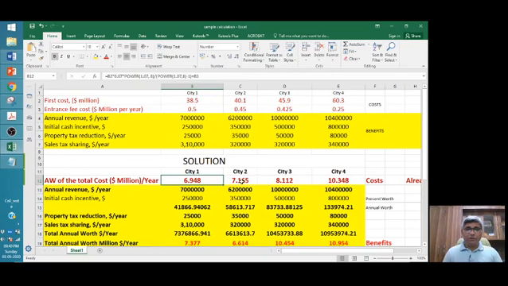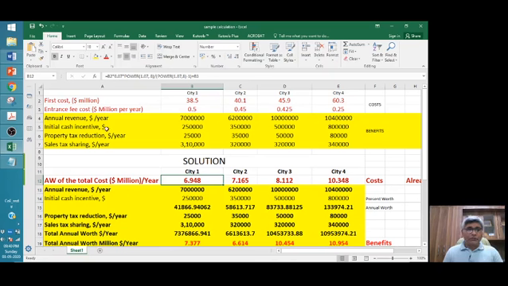Similarly, we can compute for city 2, city 3 and city 4. Now next come the revenues. The annual revenues are given per year, so there is no need to convert them; they are already given.